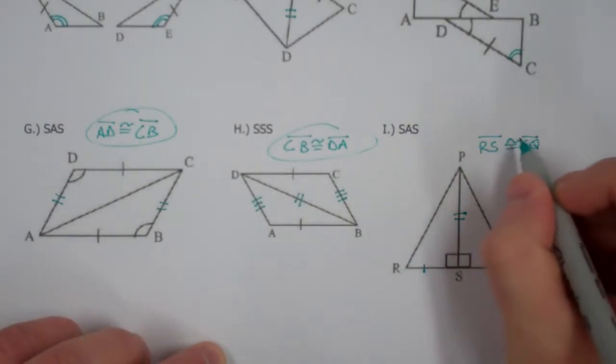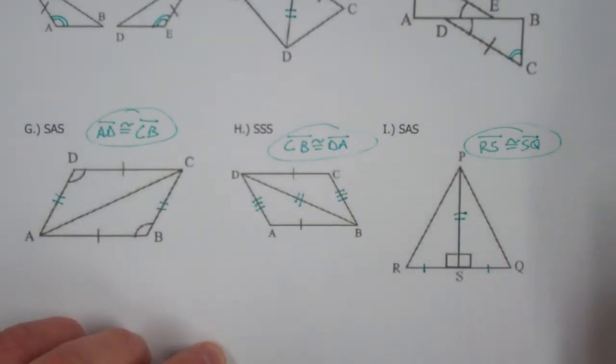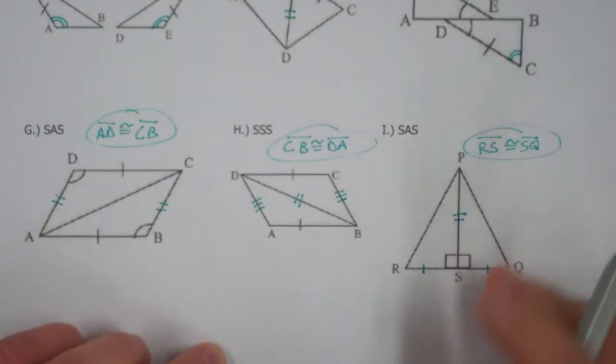Just remember that when you're asked to prove something and you have given information, you can't just throw tick marks on there willy-nilly. But in this case, we're just thinking about what else we would need to prove that these triangles are congruent.